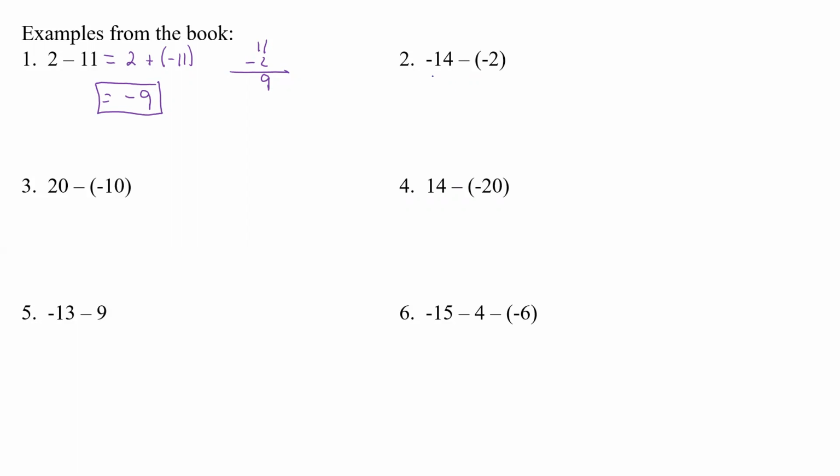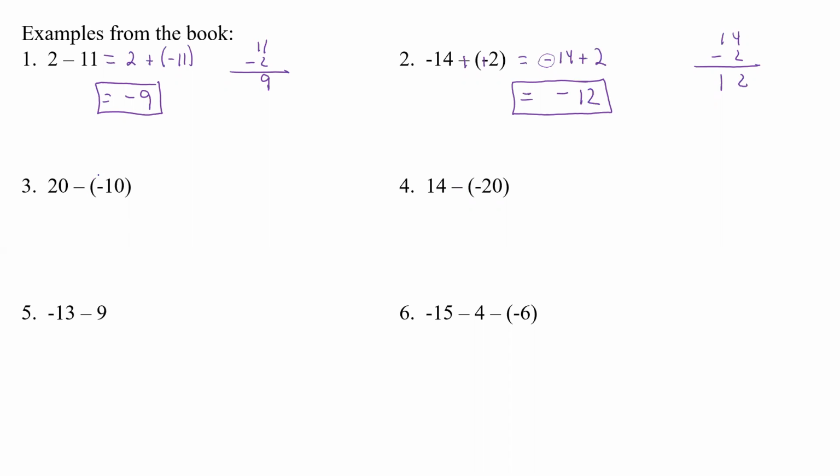Now, what about this one? Well, we have negative 14 minus 2. Well, negative, negative, that becomes positive. So that's really a negative 14 plus 2. Well, now we're back to the larger one is 14. Subtract off the smaller one. So 4 minus 2 is 2. 1 minus 1, nothing, is 1. And so we get 12. But our larger sign was a negative. So it's a negative 12.